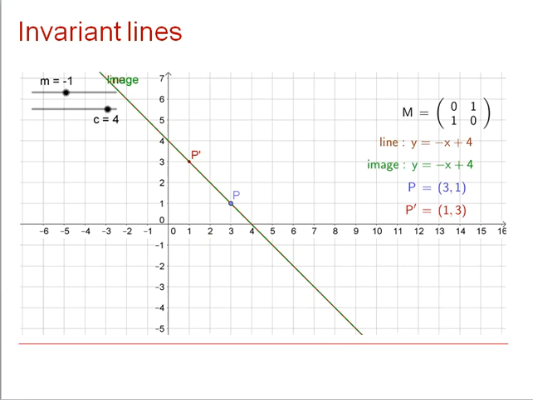Okay, so to summarise what we've just seen on the GeoGebra, under this reflection in y equals x, which is this matrix M, we were expecting the line y equals x, or if you like the reflection or mirror line, to be invariant, and we found that was the case. But also, in addition, we found that any line y equals minus x plus any value of c was also invariant.